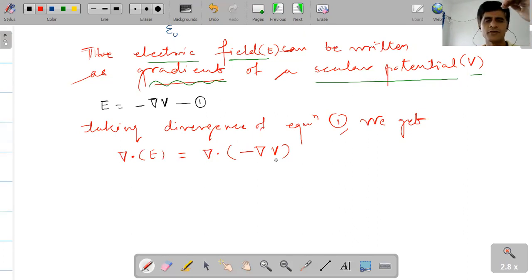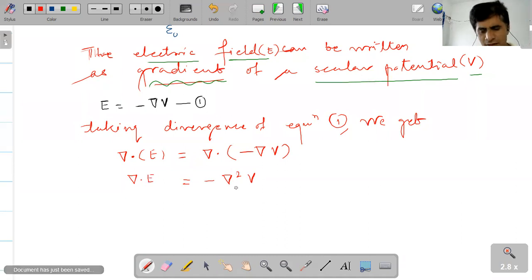Equation 1 is E equal to minus gradient of V. Our aim is to find Poisson's equation. For that, first write equation 1 and then take the divergence of both sides of equation 1. Therefore we can write divergence of E equal to divergence of minus gradient of V. This is the dot product, therefore we can write minus del square V. So divergence of E equal to minus del square V, and this is your equation number 2.